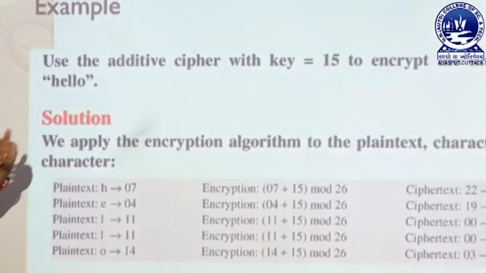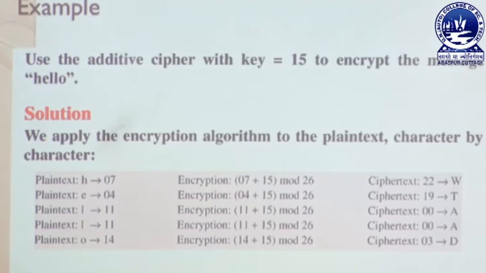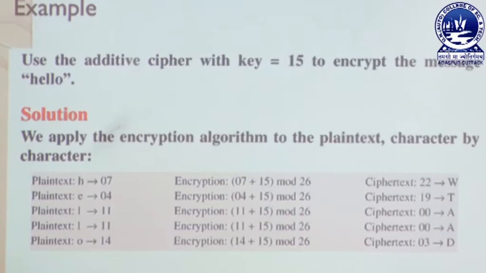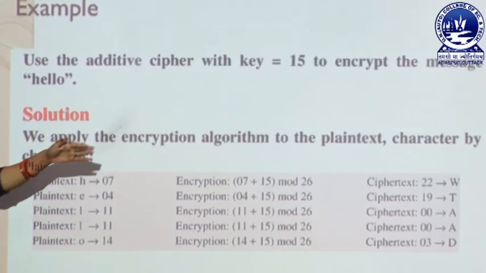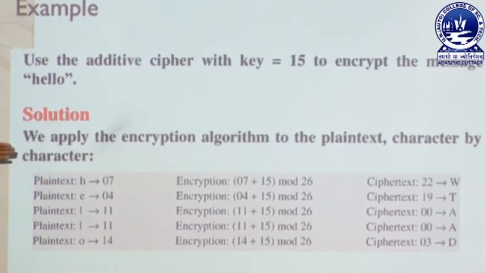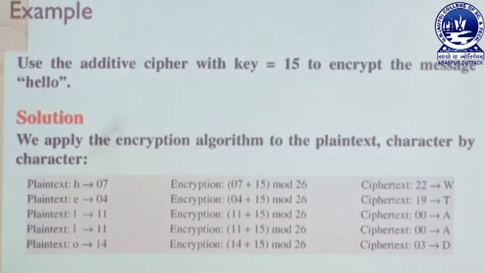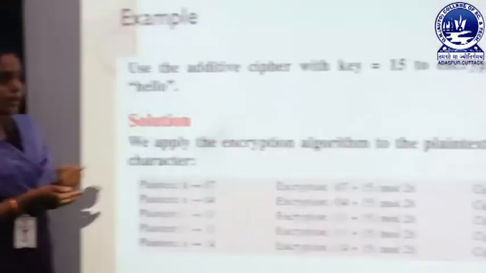Then again from this ciphertext numeric value, we have to calculate its alphabet. Which alphabet numeric value is 22? That is W. That is why H in your plain text is converted to the ciphertext, which is W. In the similar way, each letter, each alphabet, first we have to calculate the numeric value, then add the key value, find out the mod 26, then which value you are getting, that numeric value, you have to find out the corresponding alphabet value.